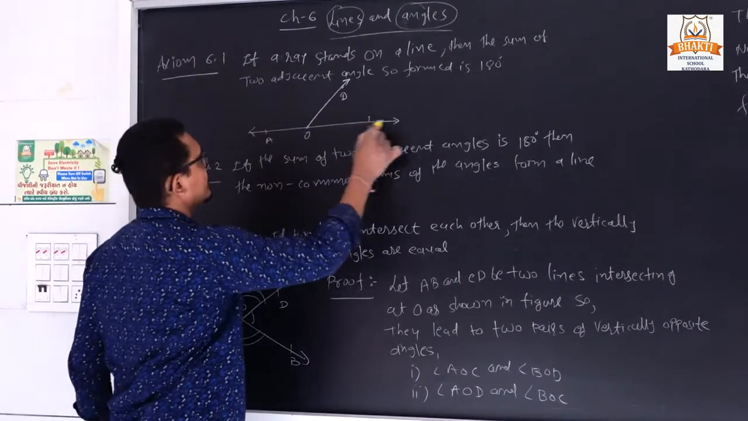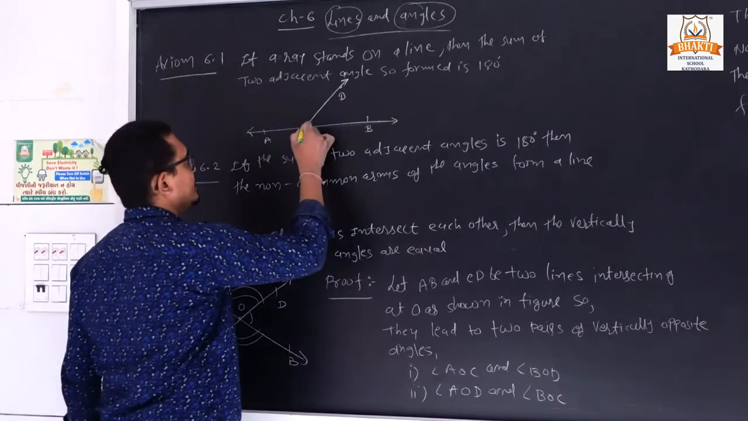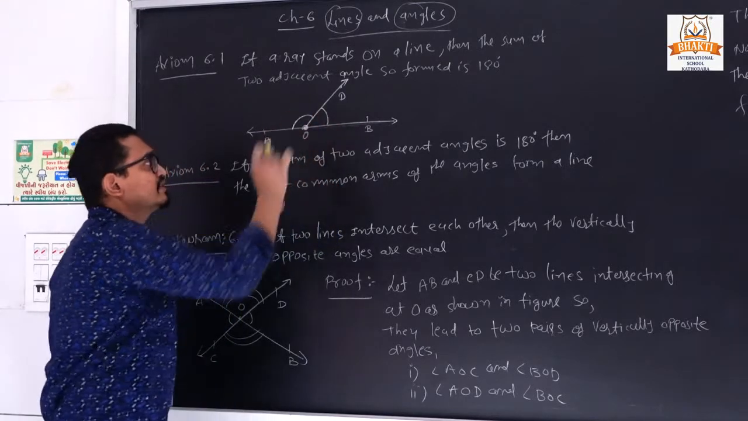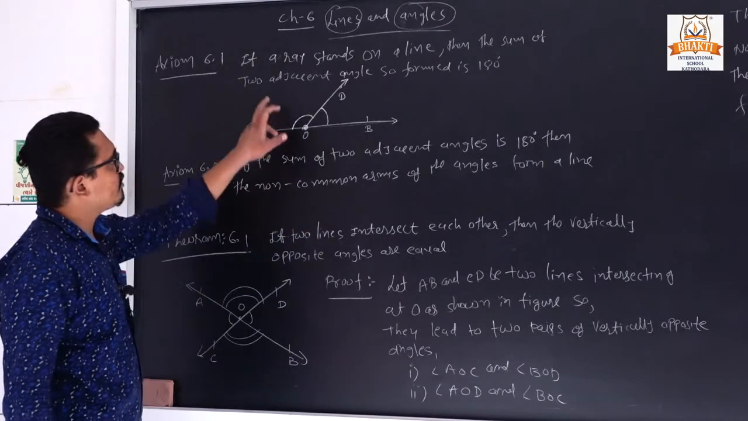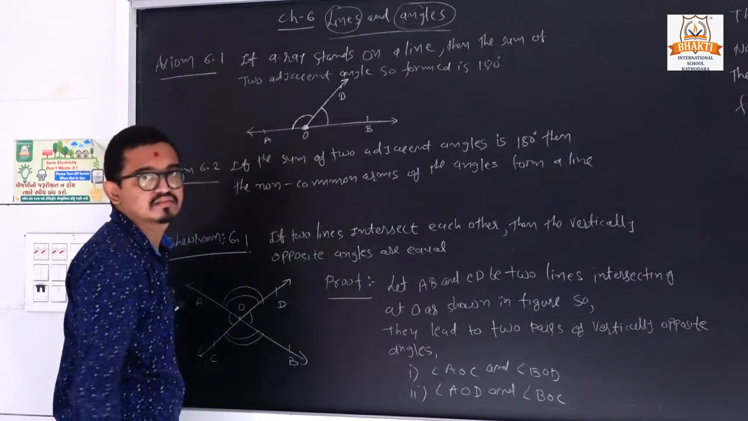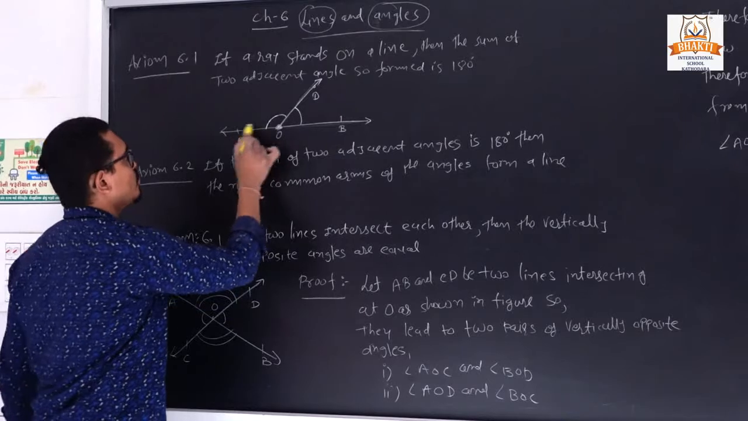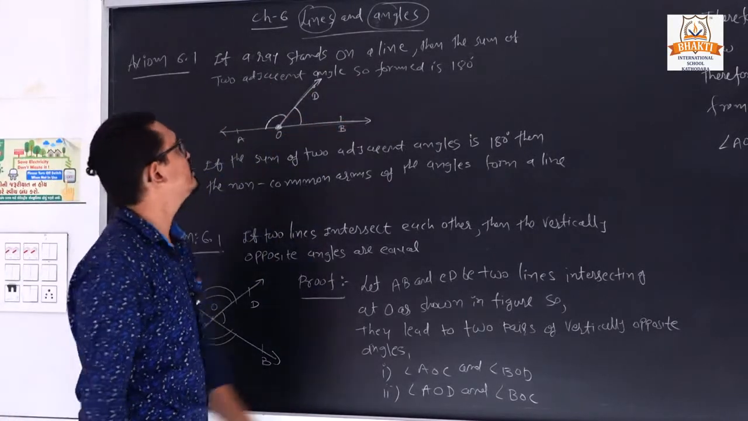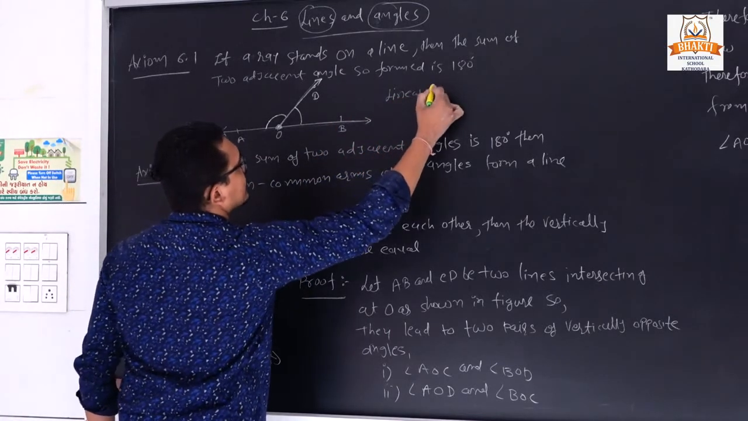According to the definition of adjacent angle, two adjacent angles have the same common vertex. Here we have two angles, AOD and DOB. They have a common vertex, one common arm, and two non-common arms. So it means the sum of two adjacent angles is always 180 degrees. So it is also called a linear pair. Clear? It is also called a linear pair.